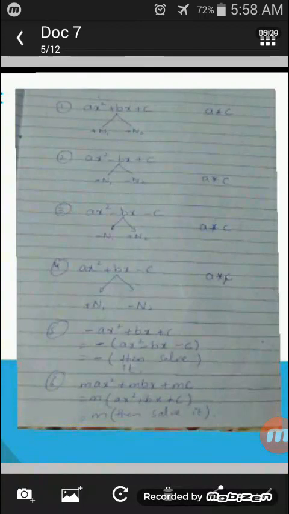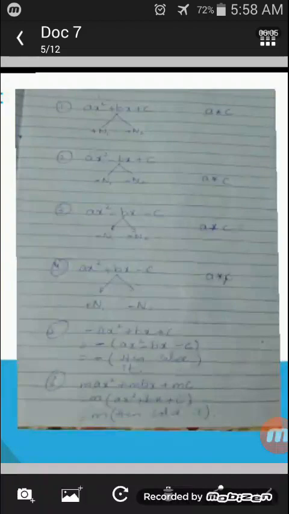This is the case for all positive terms. Case number second is when you get ax square minus bx plus c. When minus sign is assigned with minus bx, then you choose any two numbers with minus signs, minus n1 and minus n2, but they operate with the addition. First you multiply a into c and you split the numbers with minus signs.